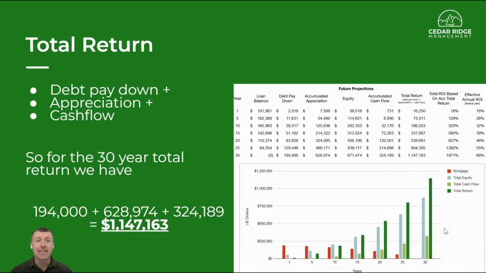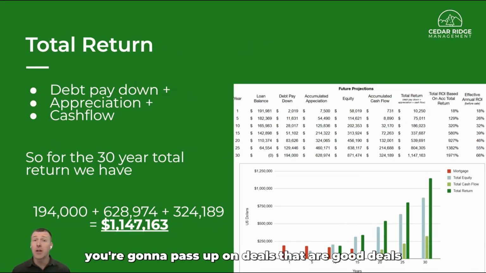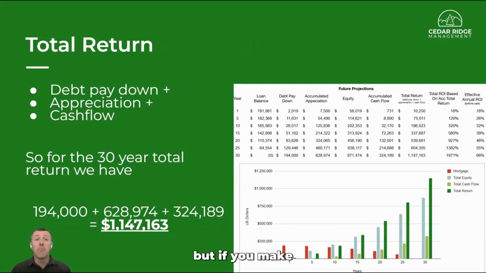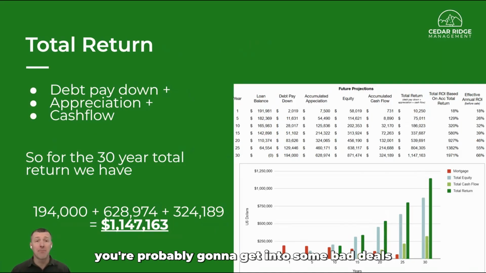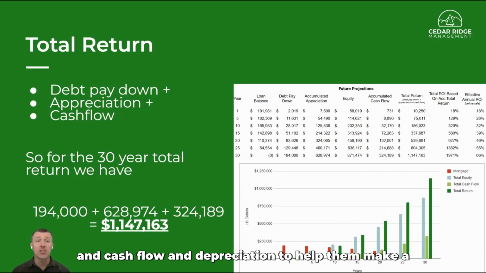So total return. We want to look at your total return like a professional investor, because if you look at just one metric, like you make your decisions just based on cash flow, you're going to pass up on deals that are good deals. But if you make your analysis based just on appreciation, you're probably going to get into some bad deals that lose you money. So looking at any one metric by itself doesn't give you an accurate picture. And that's why professional investors look at appreciation, debt pay down, and cash flow and depreciation to help them make an accurate financial move before they buy something.